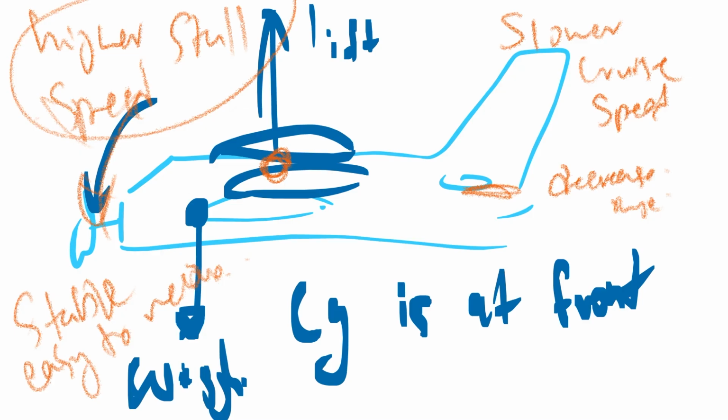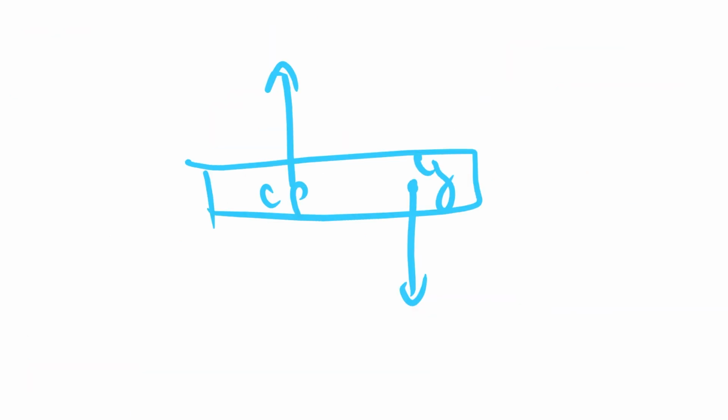What if the center of gravity is behind? If the center of gravity is behind the lift, so we have the center of pressure and we have the center of gravity, CG. Now we are going to discuss what happens if the center of pressure is in the front and the center of gravity is in the back. So now the tail is going to rotate, right? Which way will it rotate? It will rotate this way.